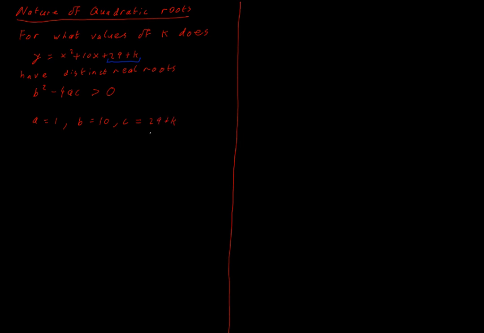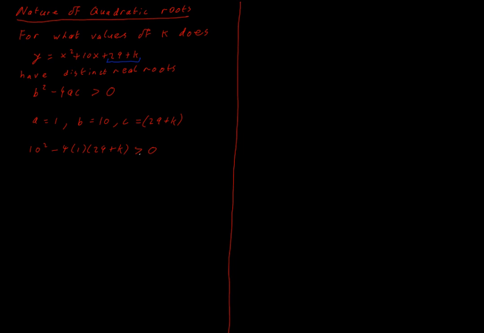Now we're not too familiar with this at the moment, but we will get familiar with this style of thing by the end of our course, that we can have the constants involving a letter. But this is the key thing. All of this is the constant on the end relative to x. It doesn't change with x or y. So now I'm going to sub into my discriminant. So 10 squared minus 4 on 1 on 29 plus k, and I want this to be greater than 0.